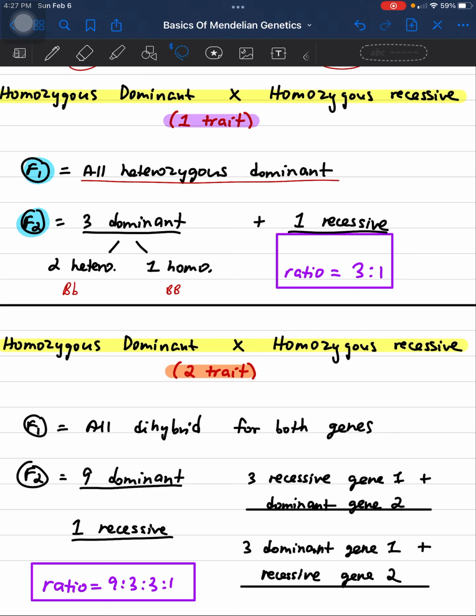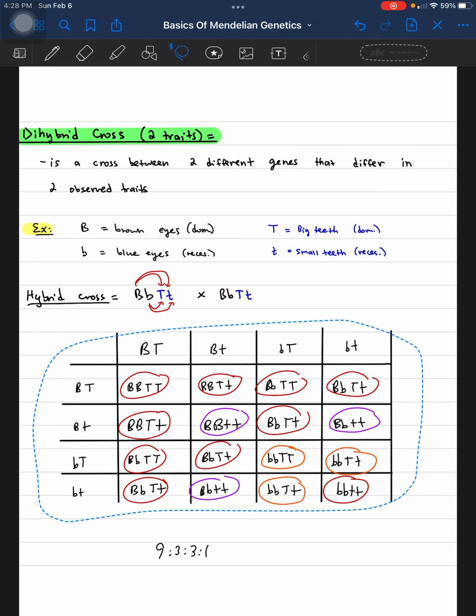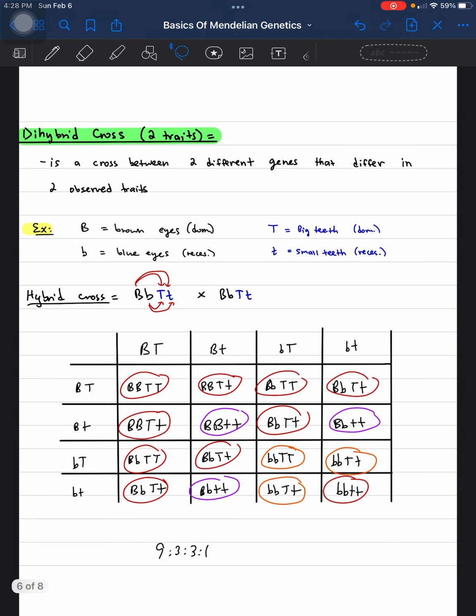But if you look at the dihybrid cross, if you cross a homozygous dominant with a homozygous recessive, in the F1 generation all of the offspring are going to be dihybrid. Now, if you self-cross a dihybrid from the F1 generation to make the F2 generation, we're going to get what we noticed previously in the dihybrid cross example. These are dihybrids, heterozygous for two different genes. And what we noticed was that we get a 9:3:3:1 ratio.